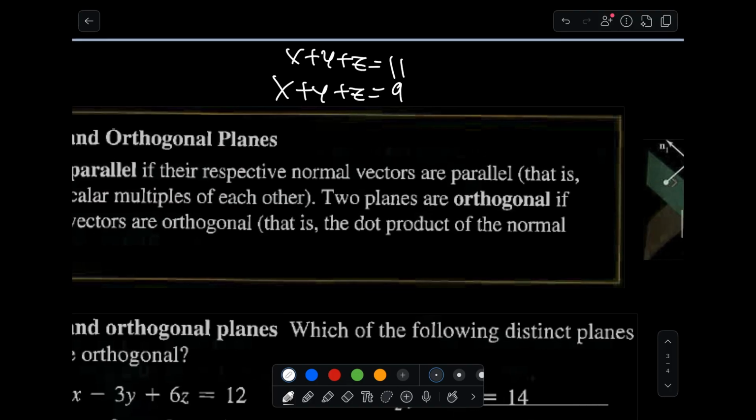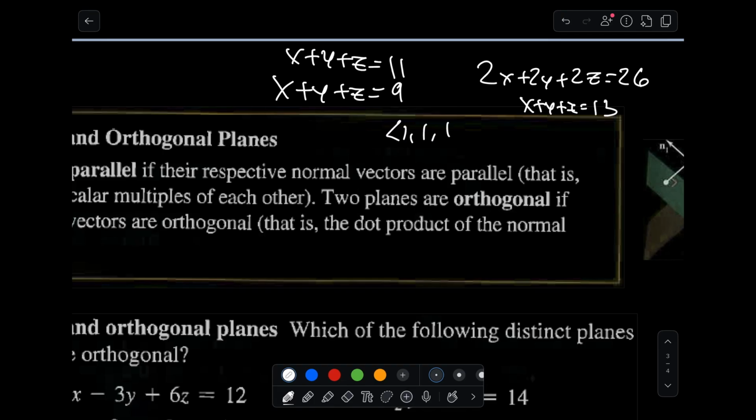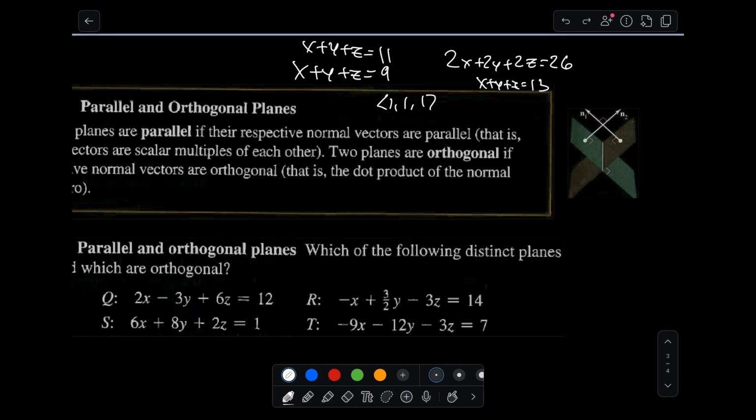It could also be 2x plus 2y plus 2z equals 26. Also will never intersect. And this is another way we can highlight the scale factor. We could divide everything by 2 here and still get x plus y plus z equals 13. Again, these will never intersect because they have the same normal vector, but they do not have the same d value. And that d value changes everything with respect to this.